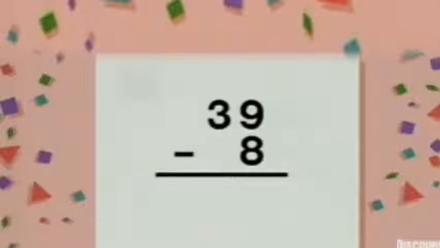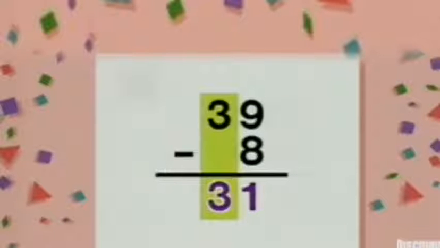Here's a funny problem. First, we subtract in the ones column. What's the answer? 9 minus 8 is 1. Now we subtract in the tens column. We start with 3 in the tens column, but there's nothing to subtract, so we just write 3.